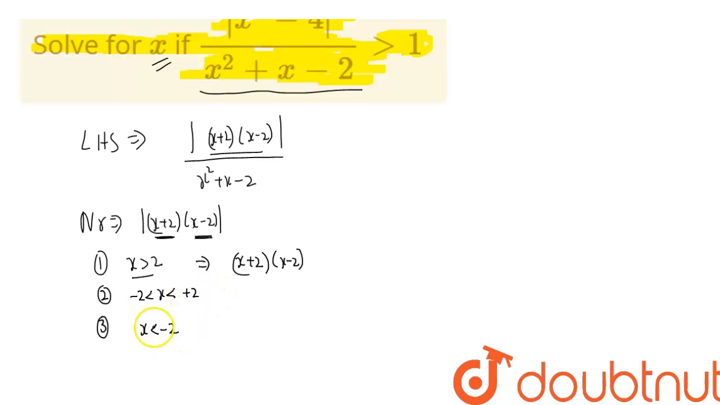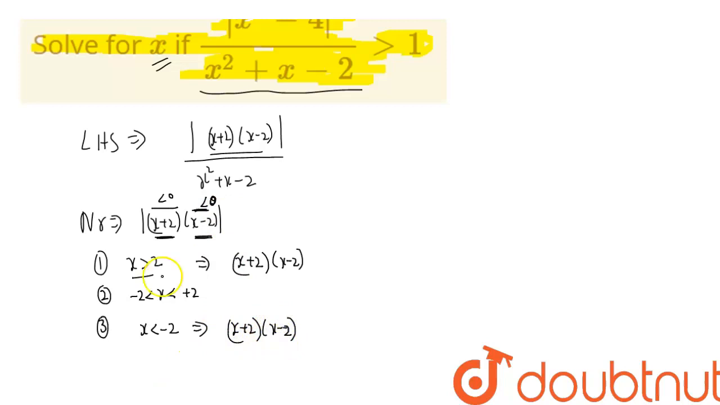Now we are also going to consider when x is less than minus 2. When x is less than minus 2, this quantity is always going to be less than 0, and we also have this quantity less than 0. So we have negative times negative, that is positive. Inside this modulus we have a positive quantity, so we can directly remove the modulus. This can be rewritten with the numerator as x plus 2 times x minus 2.